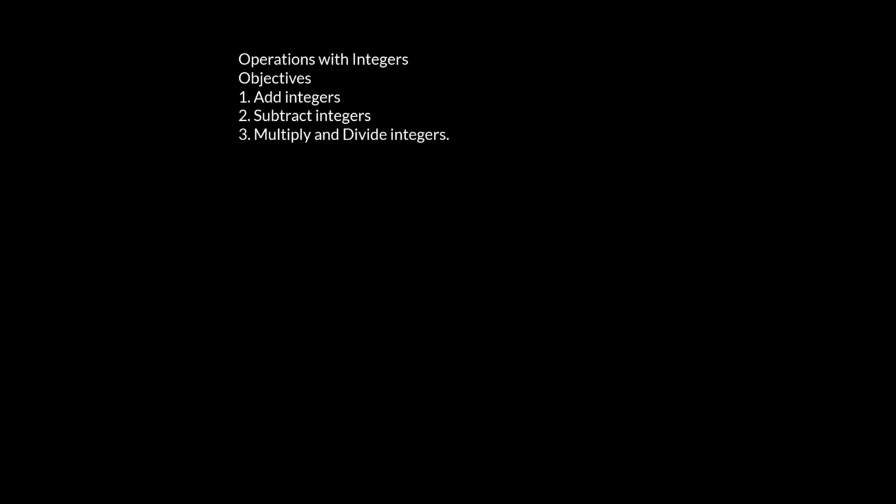In this video, we're going to be looking at the operations with integers. We're going to add integers, subtract integers, and multiply and divide integers. When looking at integers, we're looking at both the positive and the negative, or what it also could be known as the additive inverse, or its opposite.